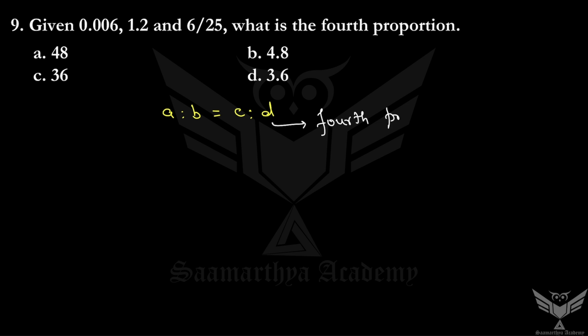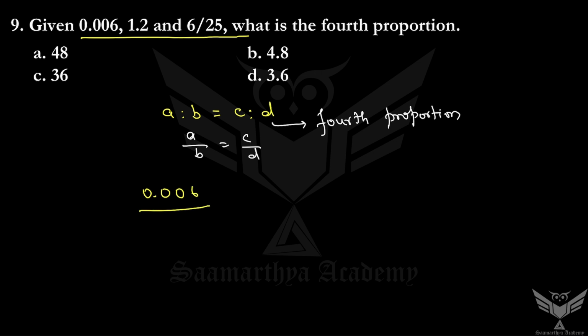Fourth proportion. Now this can also be written as A by B equals C by D. Now with that, we can write this as 0.006 divided by 1.2, which is equal to 6 by 25 divided by the fourth proportion, let it be x. And if you want to remove the decimal values, we can write it as 6 divided by 1200, which is equal to 6 divided by 25x.